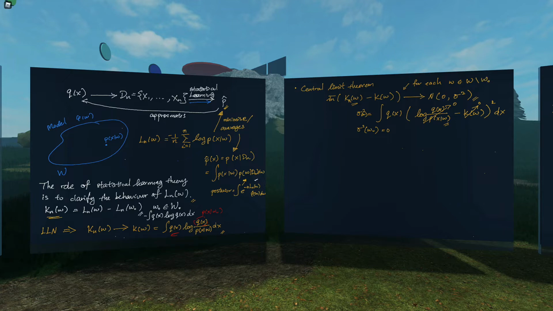We can actually do better using stochastic process theory. I think there's a theorem called the Glivenko-Cantelli theorem that makes this convergence uniform in W, but still away from W naught, away from the set of true parameters.